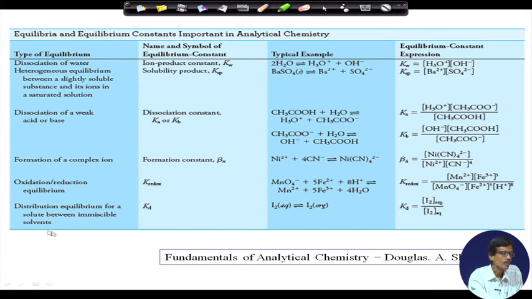Okay. And lastly, another thing is very much important, where we can consider a particular chemical species which is getting distributed between two immiscible media, such as organic and aqueous medium. If it is iodine, we all know that it is soluble in the water medium as well as in the organic medium, and what should be the distribution? That is known as the distribution equilibrium for a solute between immiscible solvents.